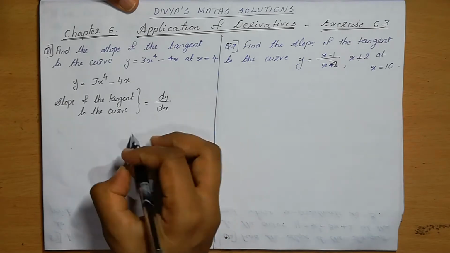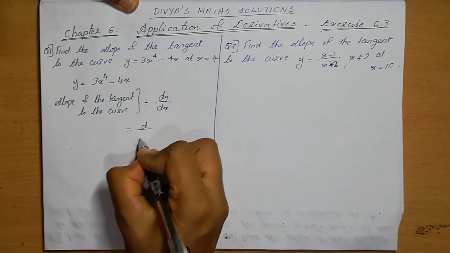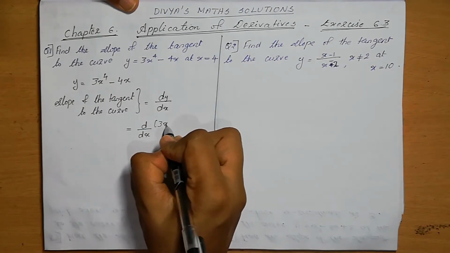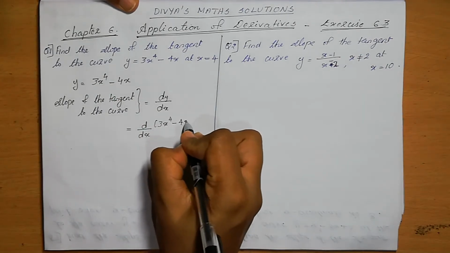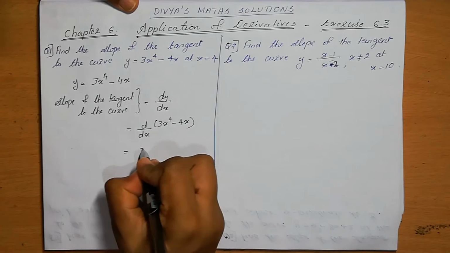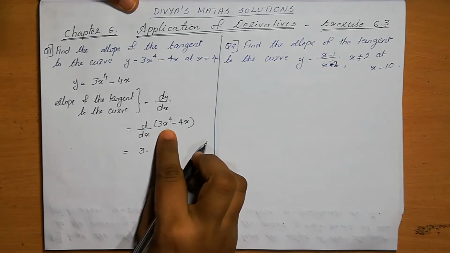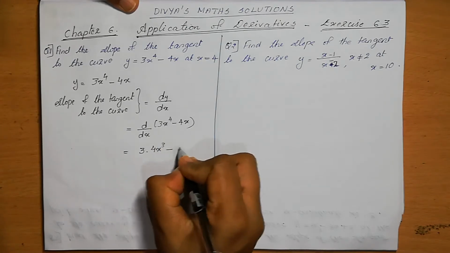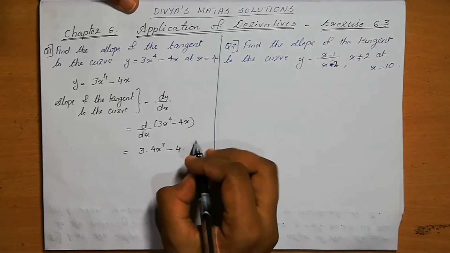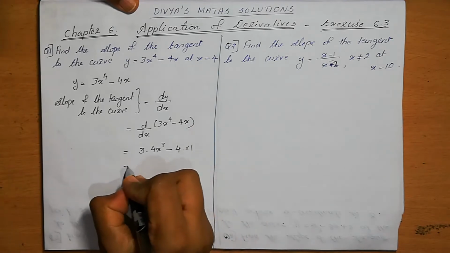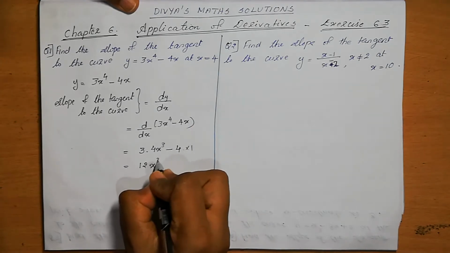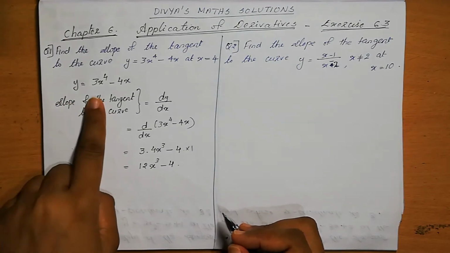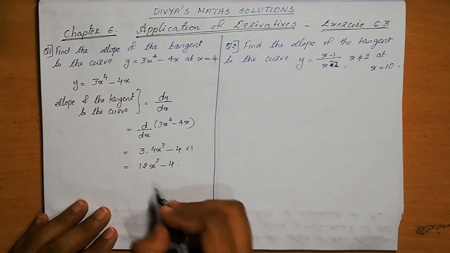That means d by dx of the y value is this one, right? That means 3x power 4 minus 4x. So this 3 is a constant. Derivative of x power 4 is 4x cube, minus 4 is a constant. Derivative of x is 1. So this 4 into 3 is 12x cube minus 4. This is the slope of the tangent to the curve y equal to 3x power 4 minus 4x.